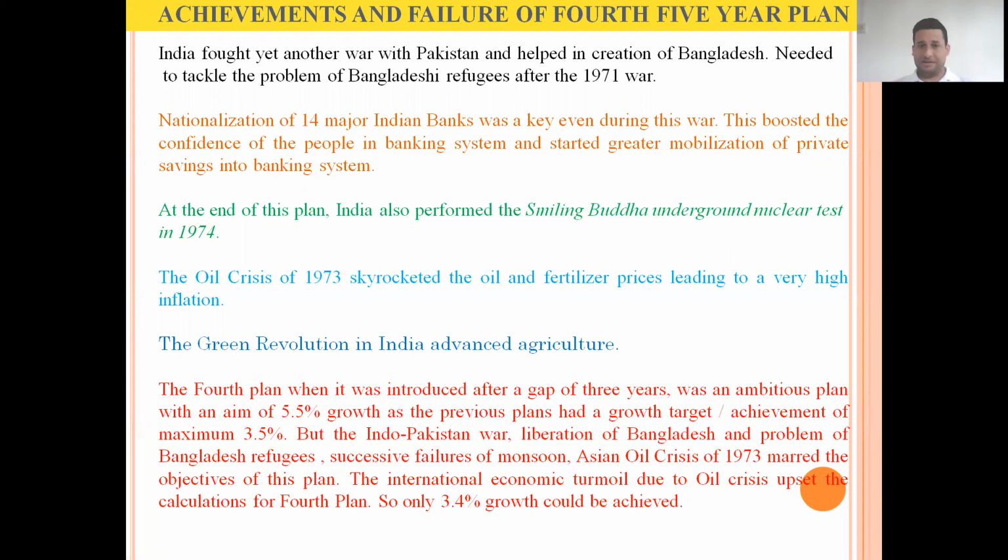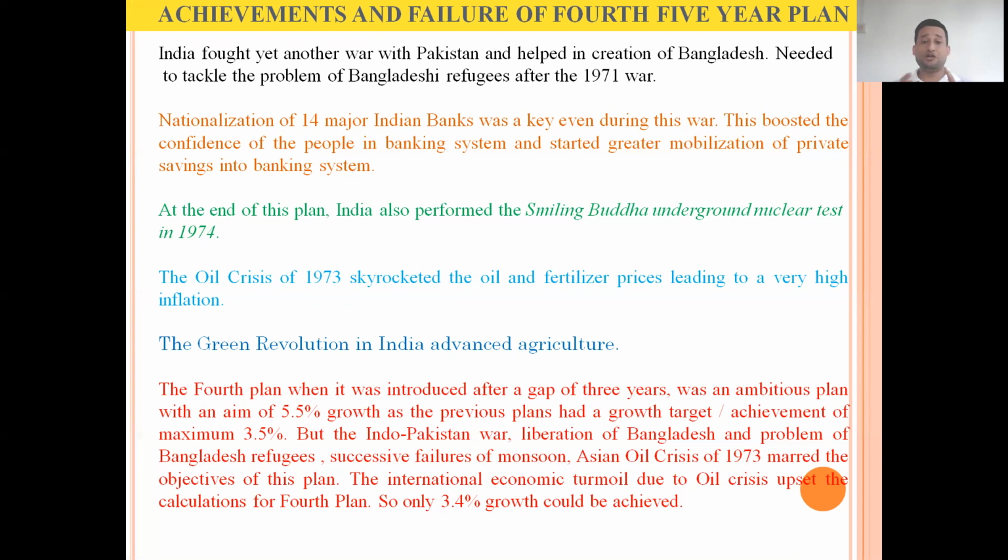So, the next step: though the 4-5 year plan had achieved some objectives, it had also realized some failures too. The 4-5 year plan, when it was introduced after a gap of 3 years, was an ambitious plan with an aim of 5.5% growth rate. The targeted growth rate was 5.5%.